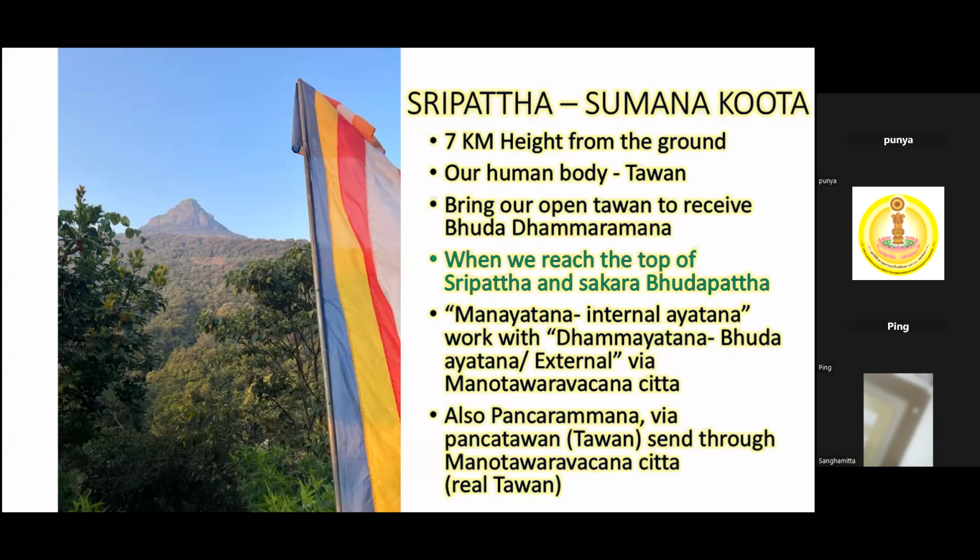Also Pancharamana, you know, we receive five things: Rupa Aramana, Sadda Aramana, Gandha Aramana, Rasa Aramana, and Photthabba Aramana, via Panchatawan, and sent through Manodvaravajjanachitta. Panchadvaravajjanachitta is the chitta that controls all of this. Whenever you see something, hear something, smell, sense, everything at the same time, it is because of Panchadvaravajjanachitta controlling this. So no doubt about why we can feel, hear, see everything at the same time: because of this chitta.